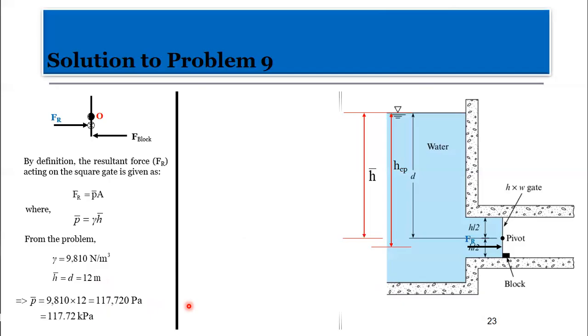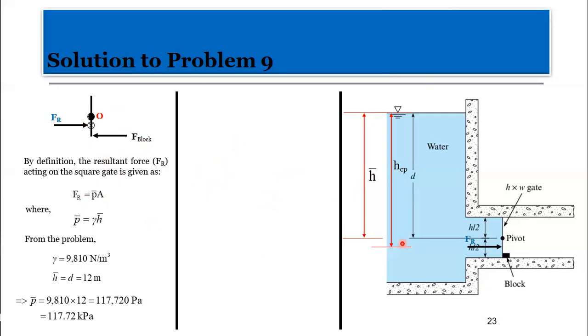So for the gate now, we need the area because we know P bar. So I need to know the area to find FR, right? You are wondering how to get F block, right? You use what? Moment. Yeah, good. Use moment. Okay, all right. So with that, I have P bar.